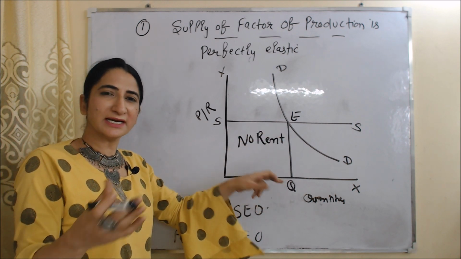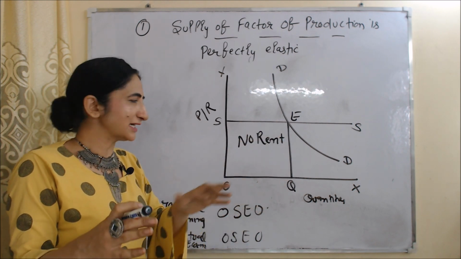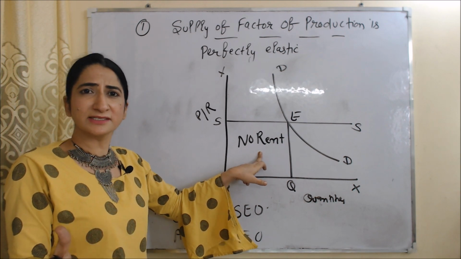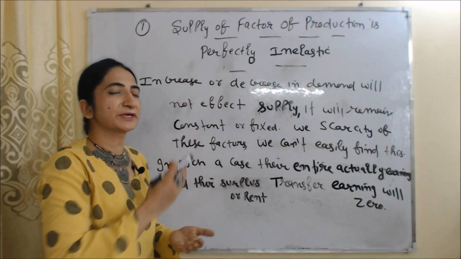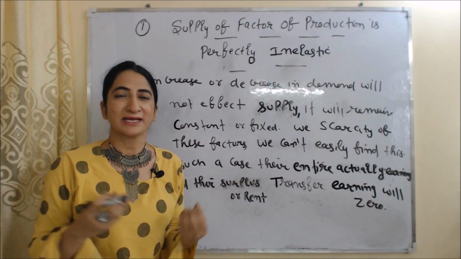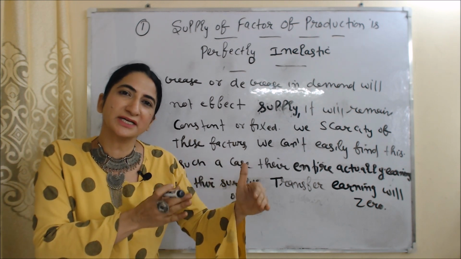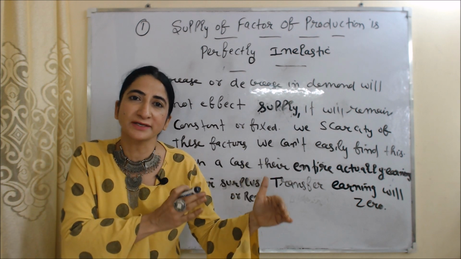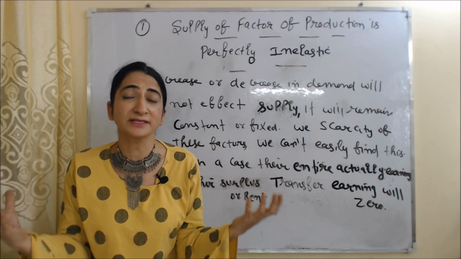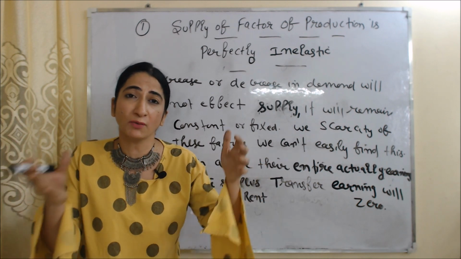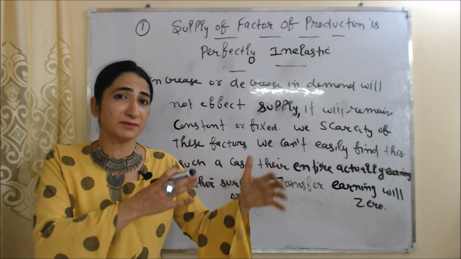If actual earning and transfer earning are both equal to each other, that means no rent, or we can say zero rent. The second case is when the supply of factor of production is perfectly inelastic. That means an increase or decrease in demand will not affect supply of factor of production. It will remain constant, it will remain fixed.